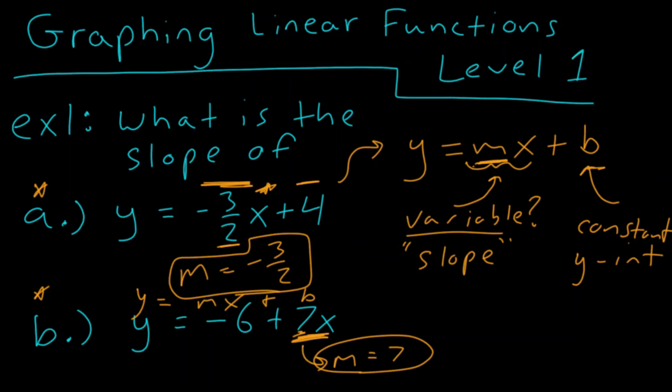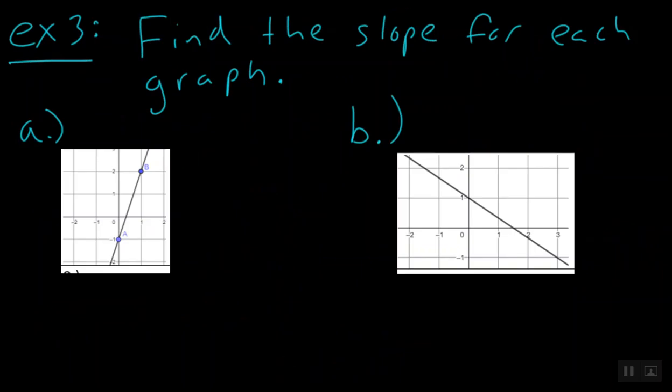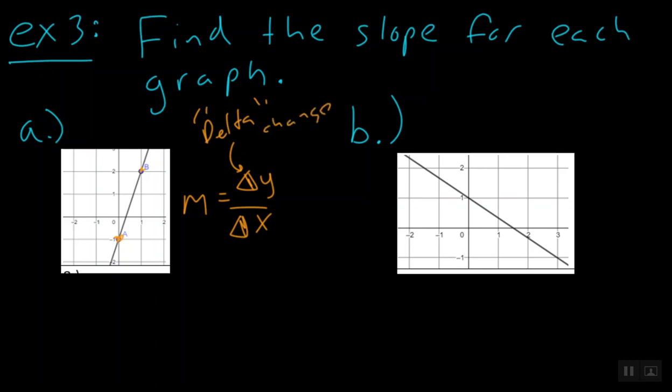Let's move on to example 3. Okay, for example 3, we want to find the slope for each graph. Now in part A, you'll notice this graph is actually pretty easy. I actually give you very bold specific points. So how do you find the slope? Well, slope is actually the change in y over the change in x. So this little symbol right here, delta, what delta means is the change. So delta y over delta x means the change in y over the change in x.